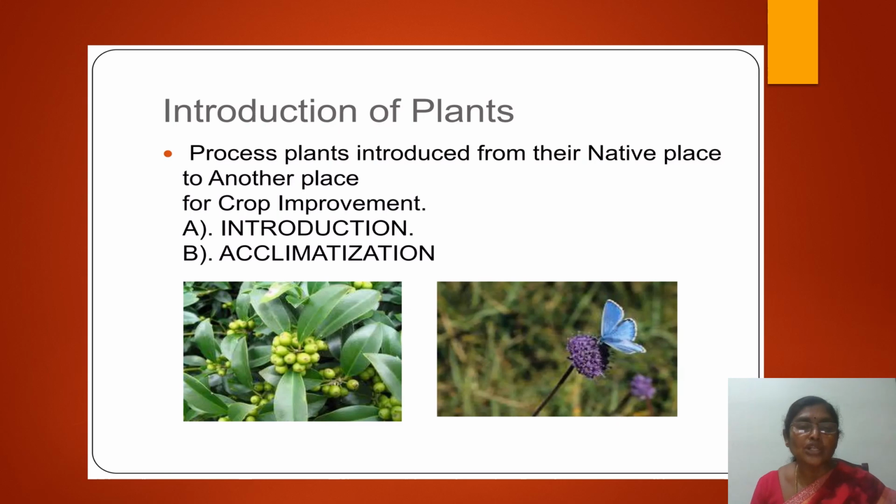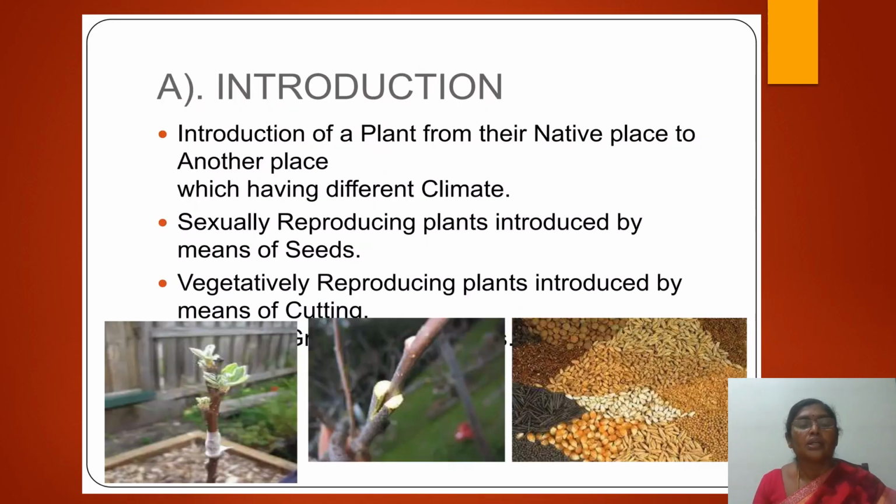In that, after introducing, the acclimatization process is very important. It is nothing but the plant can accommodate the environmental conditions, and their growth and the yield. So introduction of a plant from their native place to another place which has a different climate. Sexually reproducing plants are introduced by means of seeds. Vegetatively reproducing plants are introduced by means of cuttings. So these are through seeds, through cuttings.